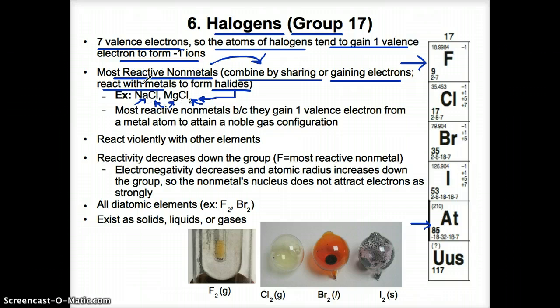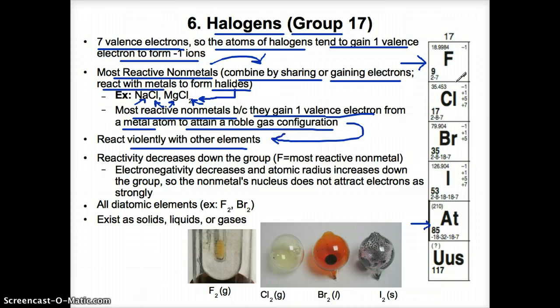Now, halogens tend to be the most reactive nonmetals because they're so close to an octet. As a result of being so close to an octet, they very readily will gain 1 valence electron from a metal atom when they form an ion to attain a noble gas configuration very quickly. As a result of being the most reactive nonmetals, they react very violently with other elements.